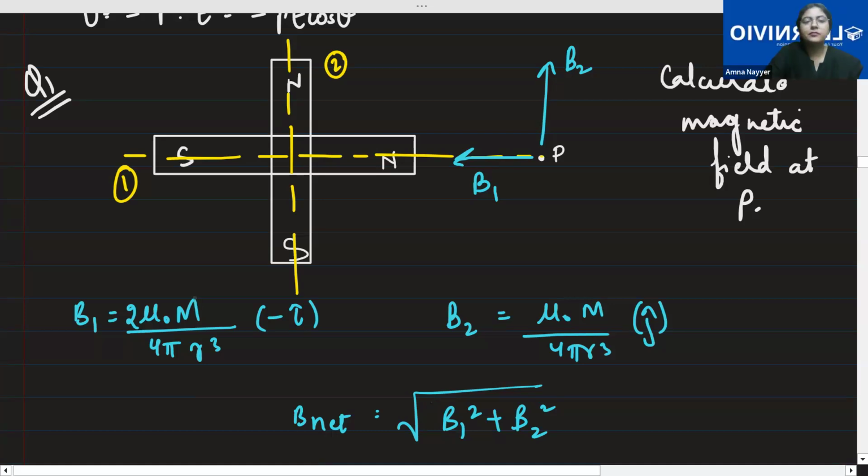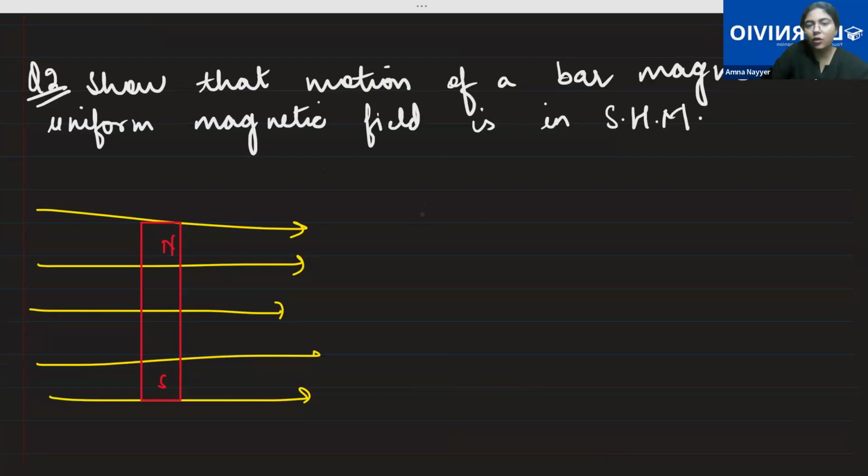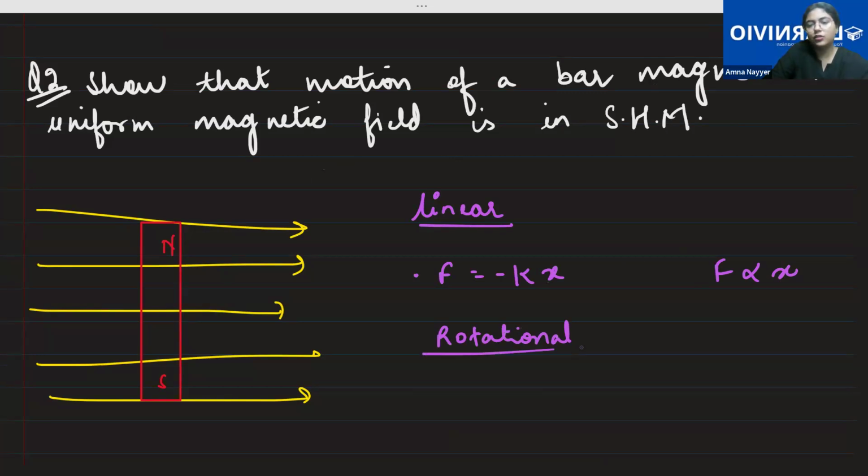Okay, see, this says that show that motion of a bar magnet in a uniform magnetic field is SHM. Now see, for SHM to occur, if we talk about the linear motion, this is from your class 11th. The force is equal to minus k of x, where we say force is directly proportional to the displacement from the mean position. Okay, but if it is rotational, anything is rotating, torque is equal to minus k theta. Okay, tau is directly proportional to theta.